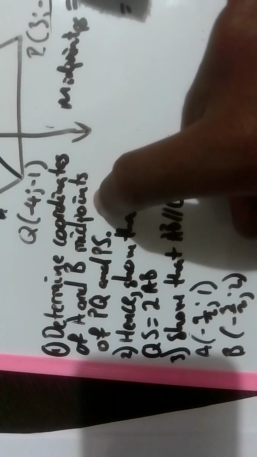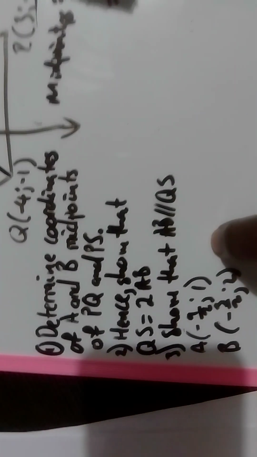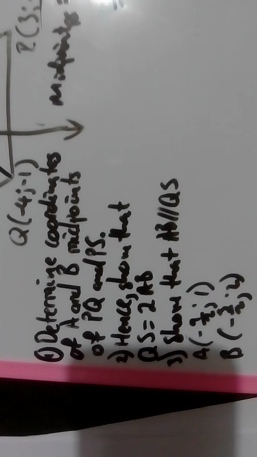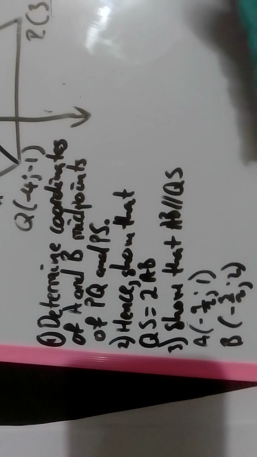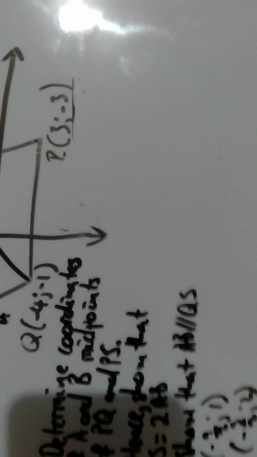So we're going to use our distance formula. We need to calculate the distance of line QS and the distance of line AB. Then we can prove whether the equation is correct. The word hence means use the answers from the previous question. So those coordinates which I said, let's put them aside now. They're going to be useful in calculating the distance of line AB. So let's start with QS.